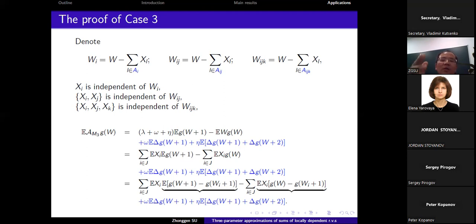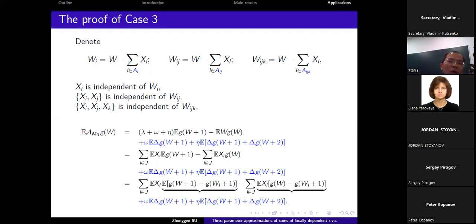Similarly, we can define W_ijk. Let me recall, X_i is independent of W_i, X_j is independent of W_ijk, and X_ijk is independent of W_ijk. This is required by the local dependence structure. It plays an important role in the following argument.